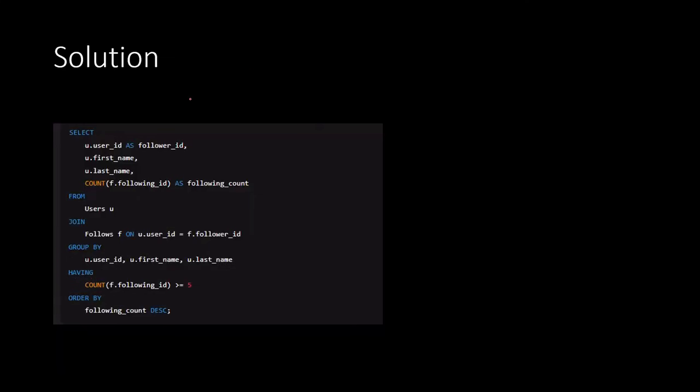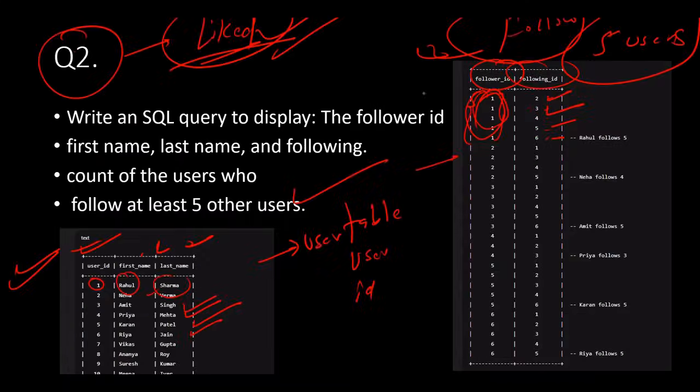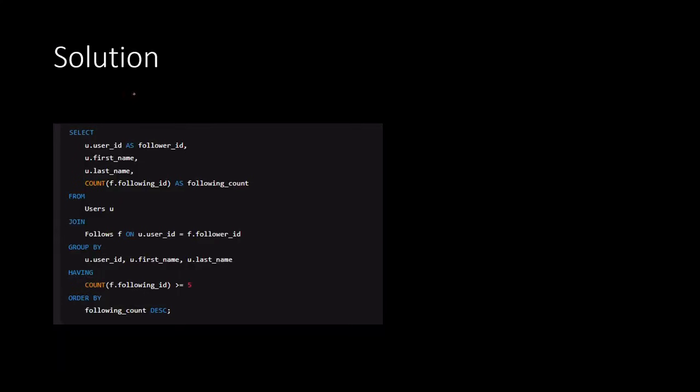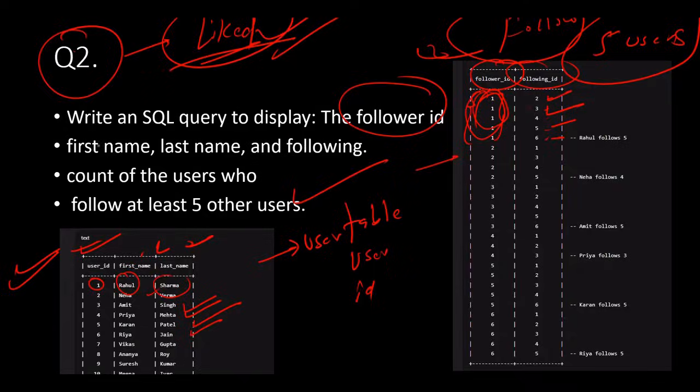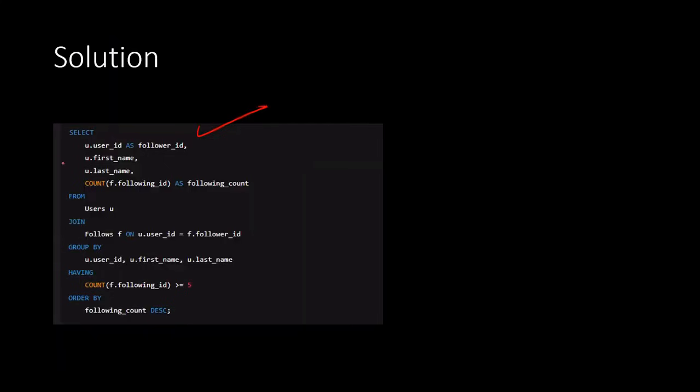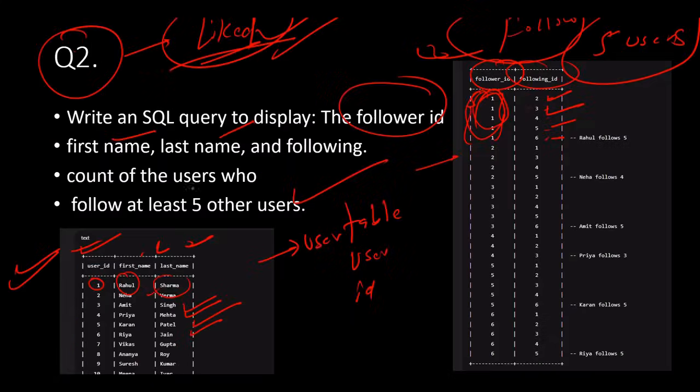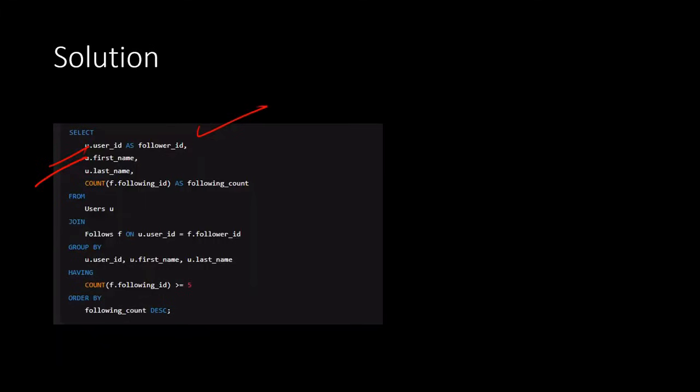First, what we need to display is the follower ID. So in the select statement, we will be selecting that: select u.user_id as follower_id. Then we need to display the first name and last name, so u.first_name, u.last_name. Then the number of following we need to display. So we can use count(f.following_id) as following_count. We are counting the following ID.